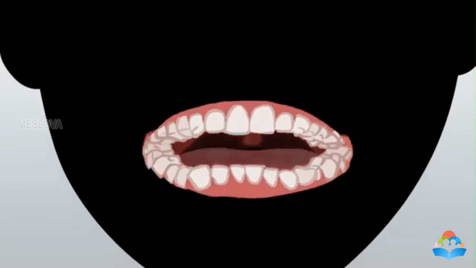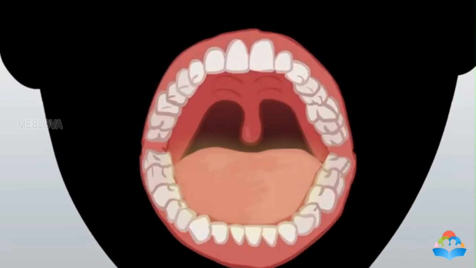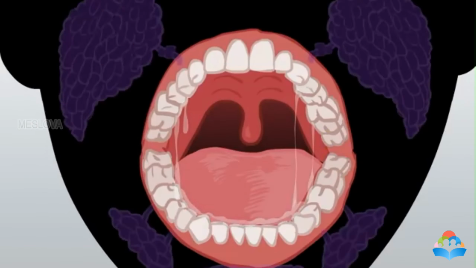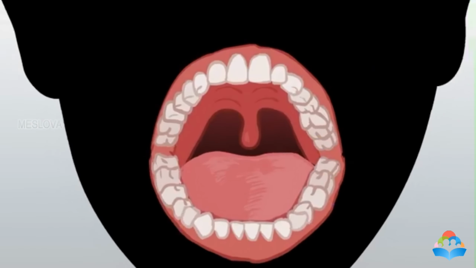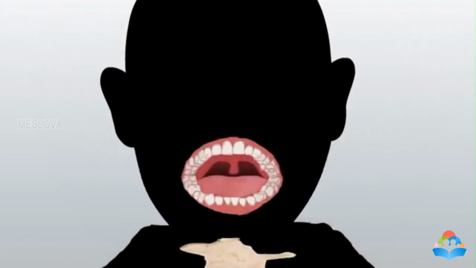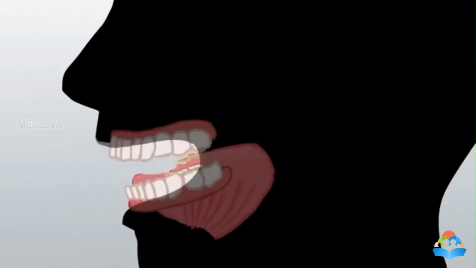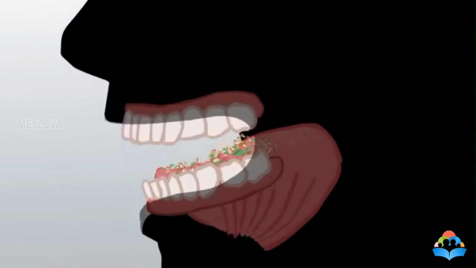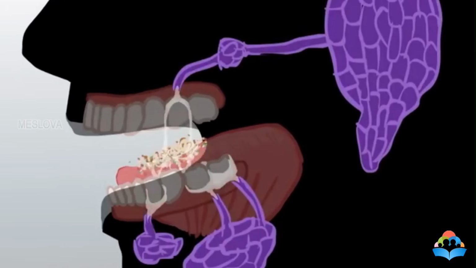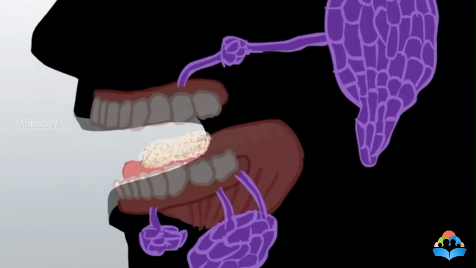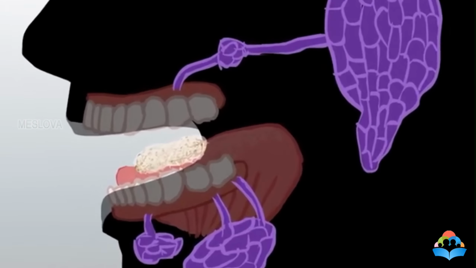You know, in our mouth, what happens after taking food into our mouth? It is cut and ground by our teeth, and the food is mixed with saliva in our mouth. The tongue twists the entire food and mixes it with our saliva. In our mouth, three pairs of salivary glands are present.